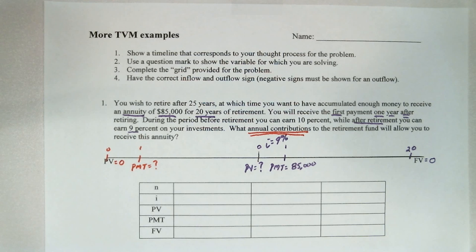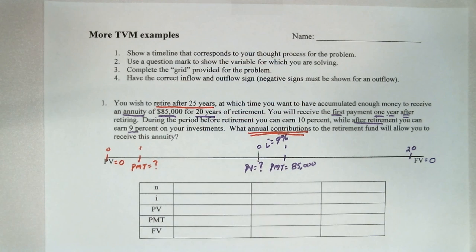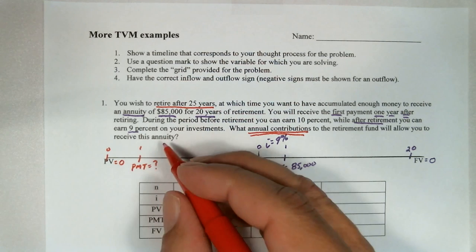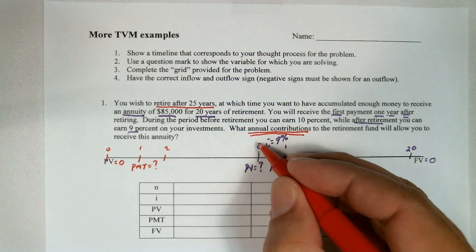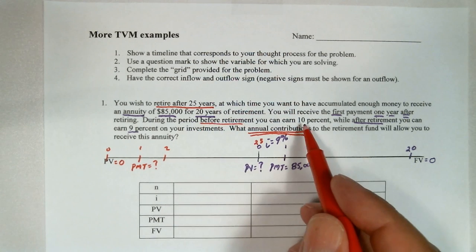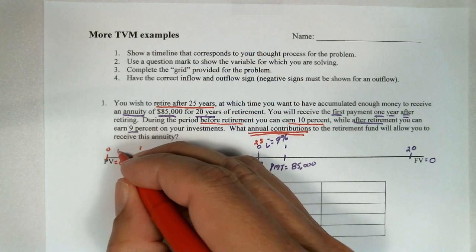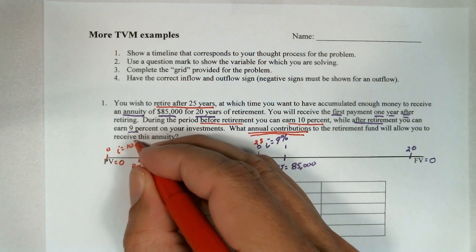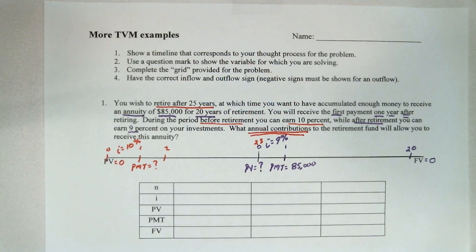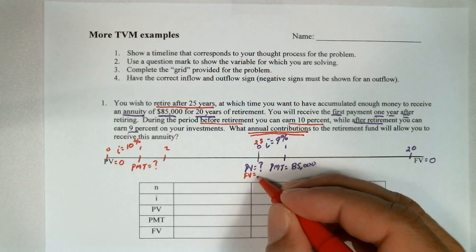And for how many years will we be making that payment? You look back up here and it's 25 years. You're going to be making that payment for 25 years, so all the way to the 25th year. During those 25 years, that is before retirement, you can earn 10%. And so I equals 10% there. Now notice that at the end, I'm going to have a future value.